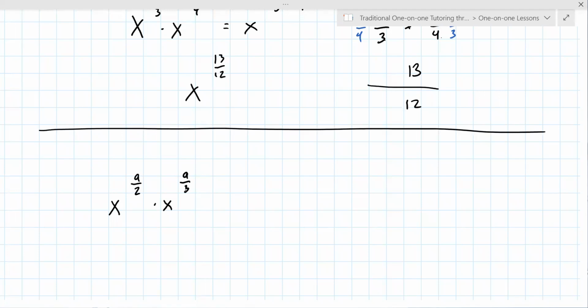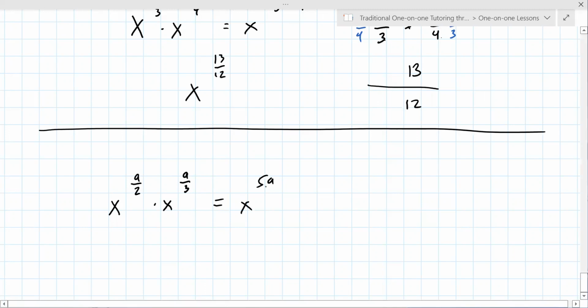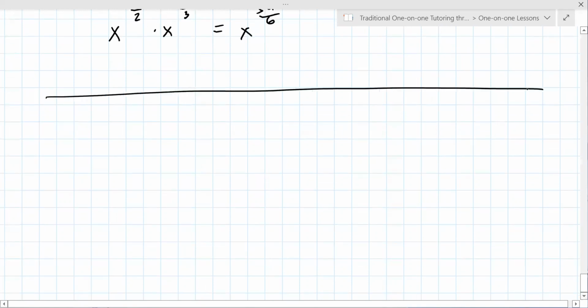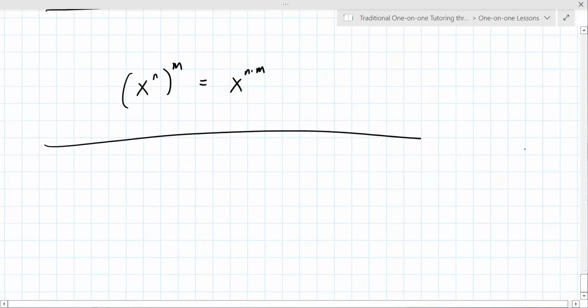I got 5a over 6. Yes. Okay, great. Now there's yet another exponent rule that you need to remember. If you have x to the n to the power of m, you multiply the exponents together. So it'd basically just distribute the m into the n. Exactly, yes.